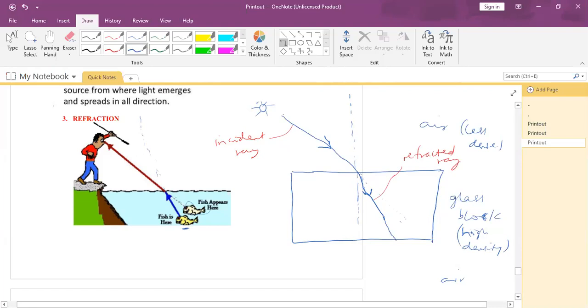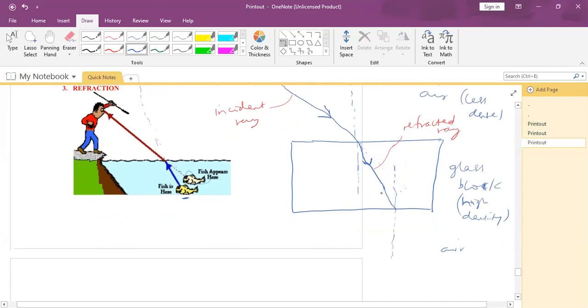Now, from the glass block, the ray moves out. I'll draw another normal here at the other boundary. Now this light ray is going to emerge out of the glass block into the air. So it's going to travel faster again. Traveling faster means the ray moves away from the normal. So instead of going straight like this, it moves away from the normal. So you have a diagram that looks like this.